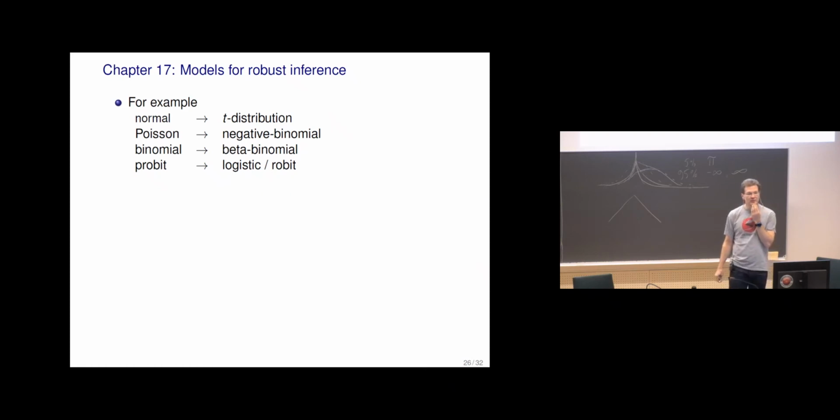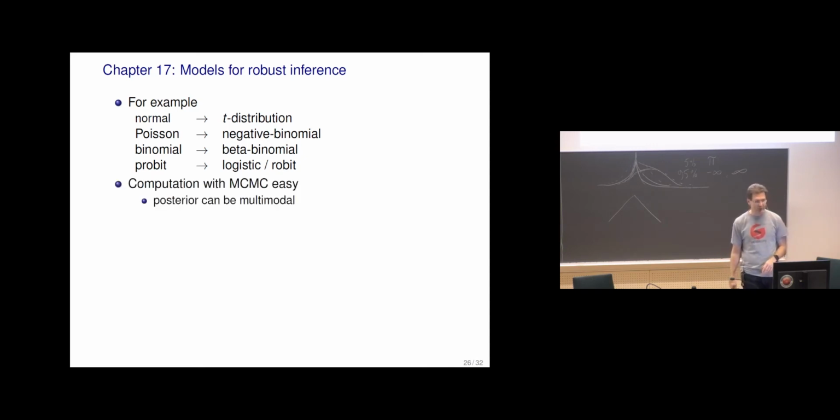Chapter 17, models for robust inference, is just replacing these outcome distributions with something which has thicker tails, so it is less sensitive if there are outliers. And of course, sometimes it's not actually outliers, it's just that the measurement process has thicker tails. So these are often used assuming they are outliers, even if it's not specifically outliers, but the distribution just is more thick-tailed.